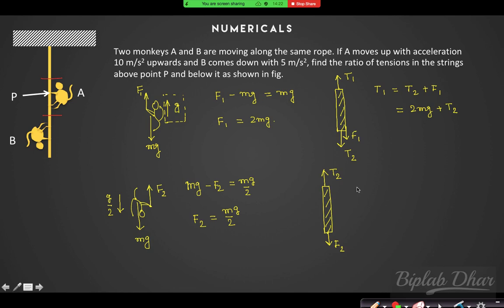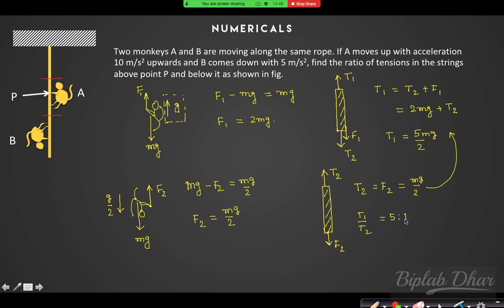So can I straightforward write T2 is equal to F2? Yes, sir. And what is the value of F2? mg by 2. If I put the value of T2 here, then what will be the value of T1? That's 5 mg by 2. So what is the ratio of T1 by T2? 5 is to 1. That should be the answer of this question.